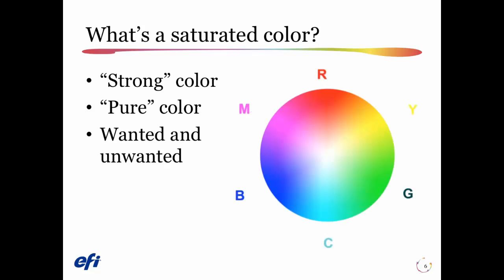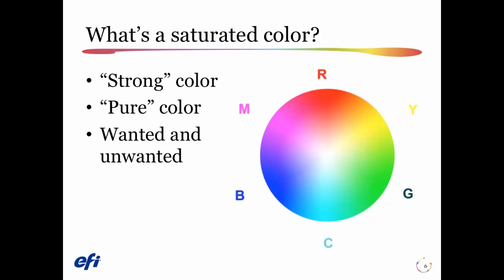Now we're ready to understand what is a saturated color. A saturated color is often something that we could say is a strong color, but that's not a very useful description. We'd be more precise to say it's a pure color, but that doesn't quite help us all the way with our understanding either. The easiest way to understand saturated colors, which again are these very bright, pure colors that we see around the edge of the color wheel here, is that a saturated color can be described in terms of its wanted and unwanted components.